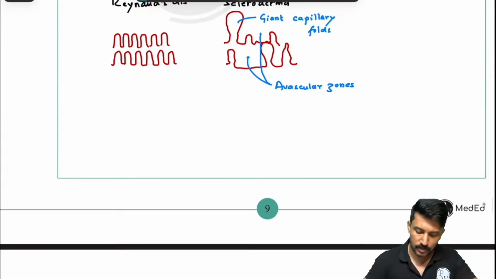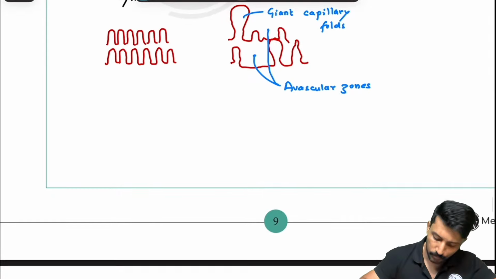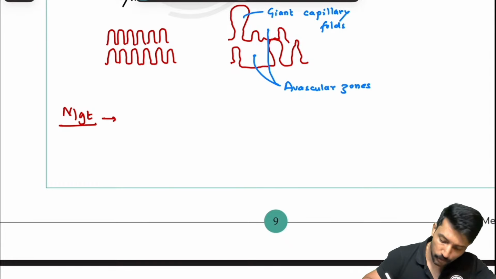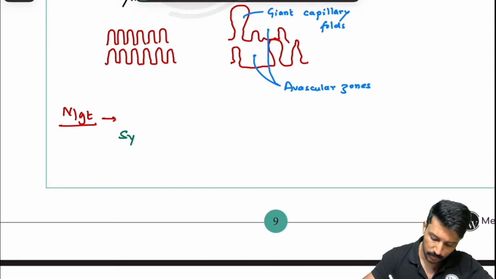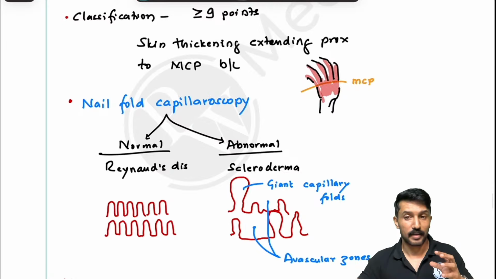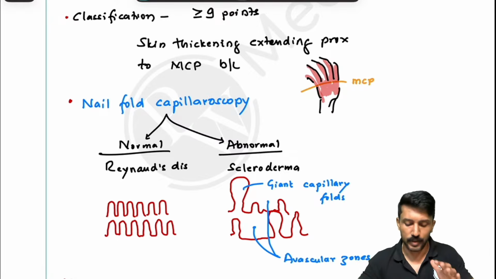Okay. So once I have classified or diagnosed, the next question is how am I going to manage these patients? The management of scleroderma, as of now, there is no specific treatment available. It is going to be symptomatic. Raynaud's phenomenon, you can treat with calcium channel blockers, which are vasodilators. If there is esophageal dysmotility, you can give prokinetics. That's how we treat.